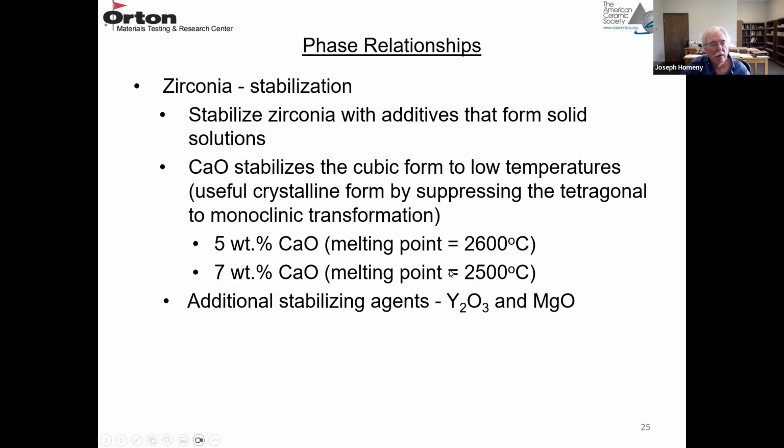degrees C. So besides CaO, there's other stabilizing agents, yttrium oxide, Y2O3, and magnesium oxide, MgO. So there's 3 possibilities, 3 different additives that you can use to stabilize zirconia in this cubic form.